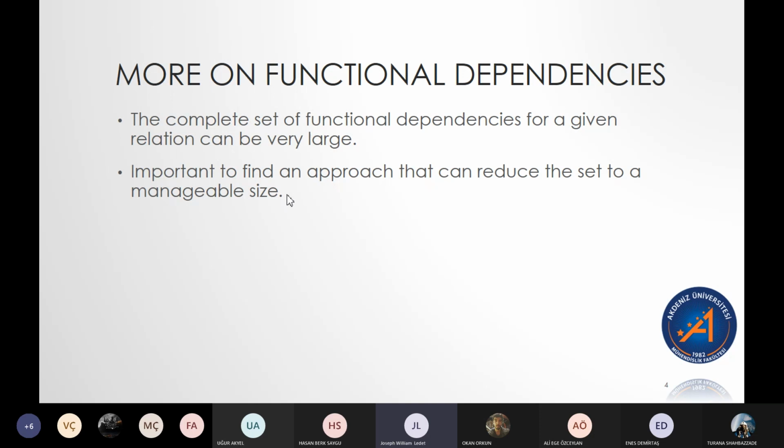Right. So we want to reduce the set, but that one is still possible. There's all kinds of functional dependencies we can write. We could say A, C determines B, A, C determines D, E, and so on.